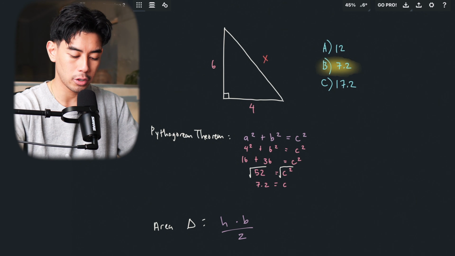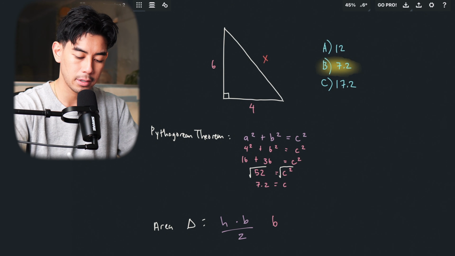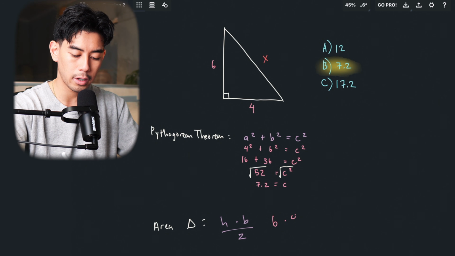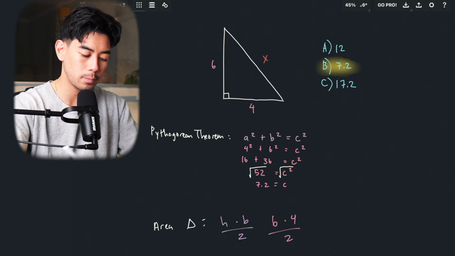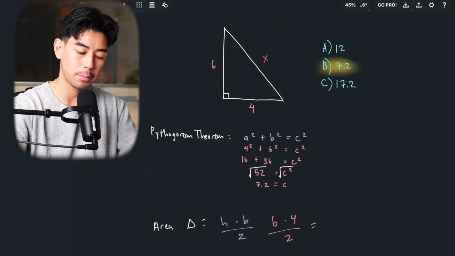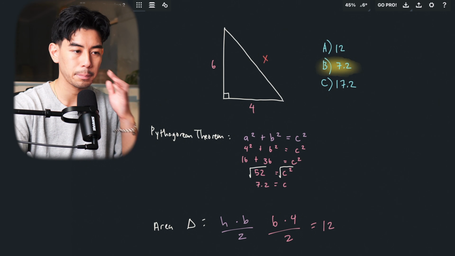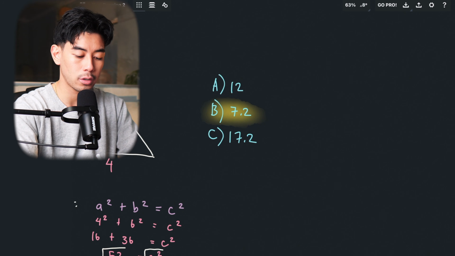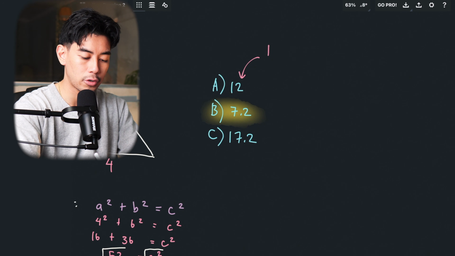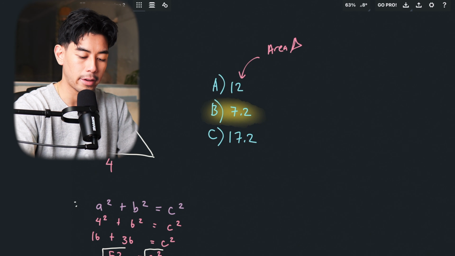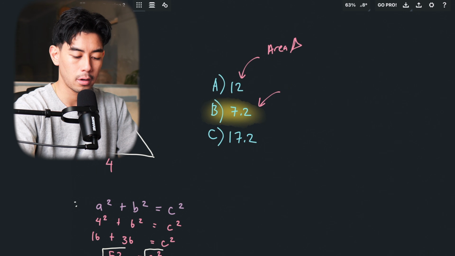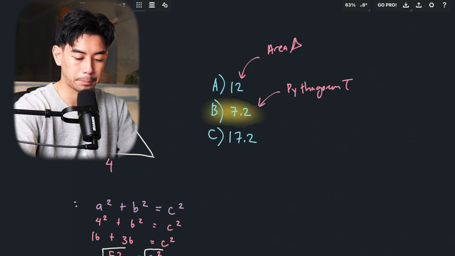Let's do some simple plug and chug here. We have the height of 6 times the base of 4 divided by 2. And that is going to equal, doing simple math in my head, 12. Okay, cool. So answer choice A was solving for the area of a triangle, whereas B was testing for my knowledge of the Pythagorean theorem.